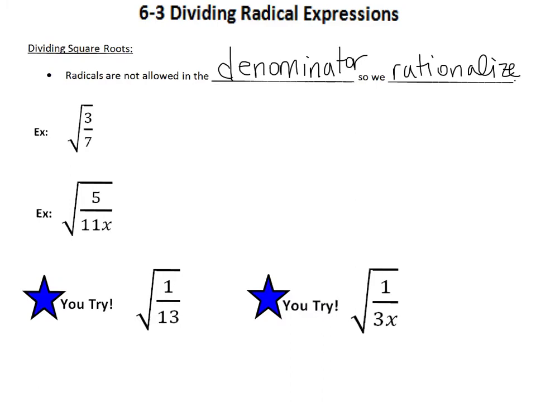In this first example, we have the square root of 3/7. Now, we can rewrite this so the square root is in the numerator and in our denominator. We see that we can't simplify the square root of 7, so we have to multiply the numerator and the denominator by something so we no longer have a radical in our denominator. Since 7 is a prime number, we know that we need another 7 for the 7 to leave the radical, since our index here is a 2. So I'm going to multiply my numerator and my denominator by the square root of 7.